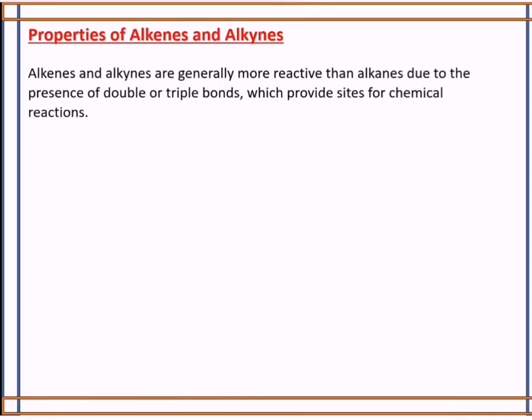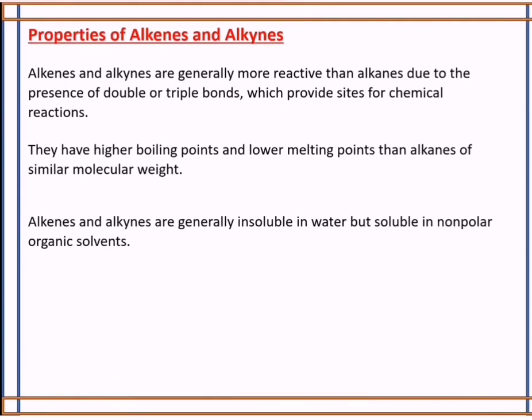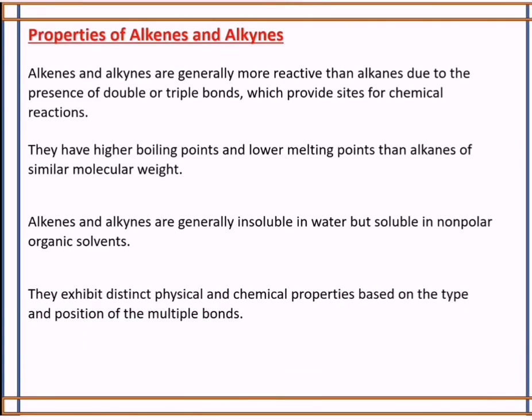Alkenes and alkynes are generally more reactive than alkanes due to the presence of double or triple bonds, which provide sites for chemical reactions. They have higher boiling points and lower melting points than alkanes of similar molecular weight. Alkenes and alkynes are generally insoluble in water but soluble in nonpolar organic solvents. They exhibit distinct physical and chemical properties based on the type and position of the multiple bonds.